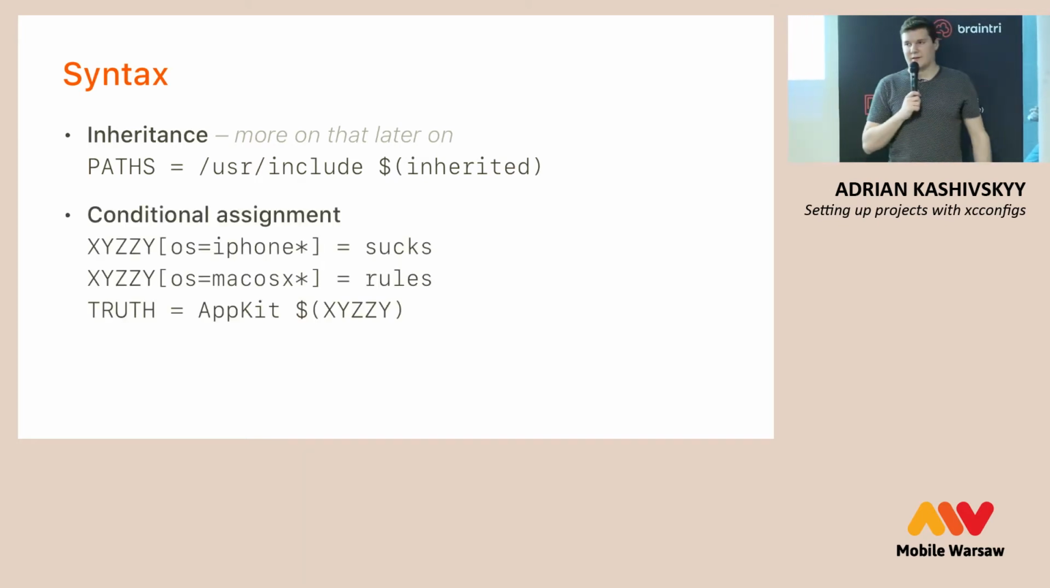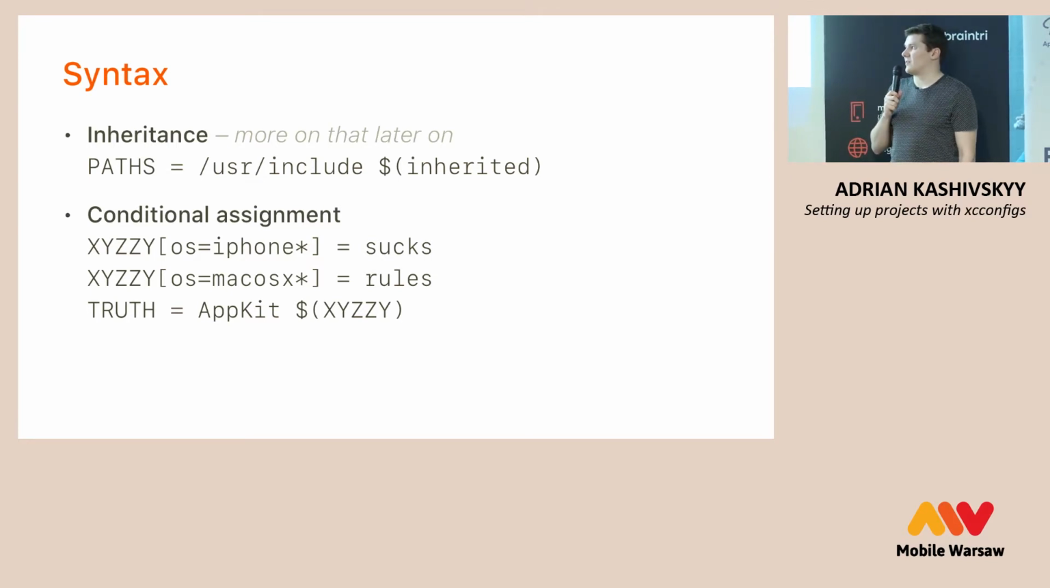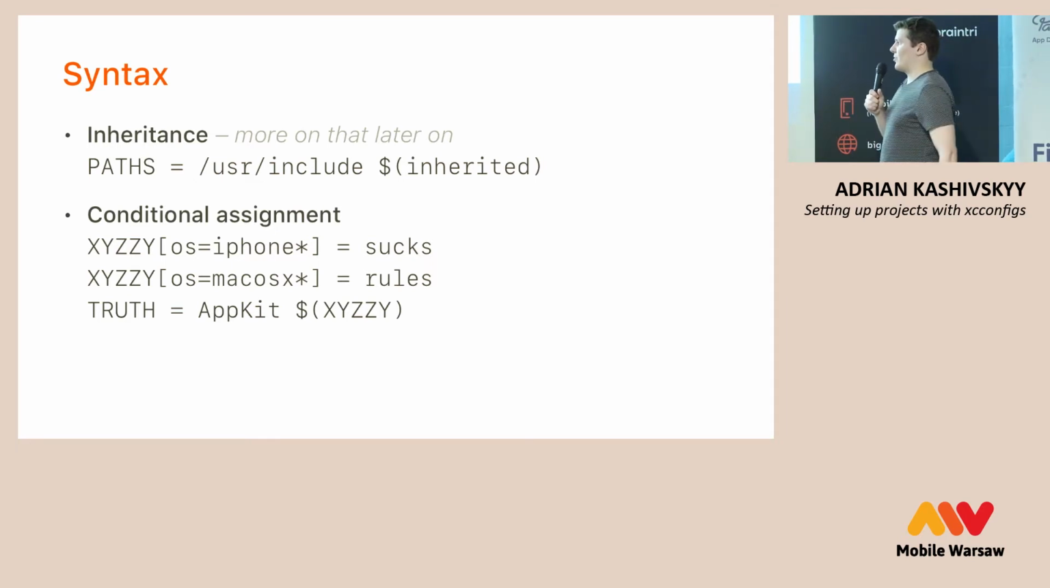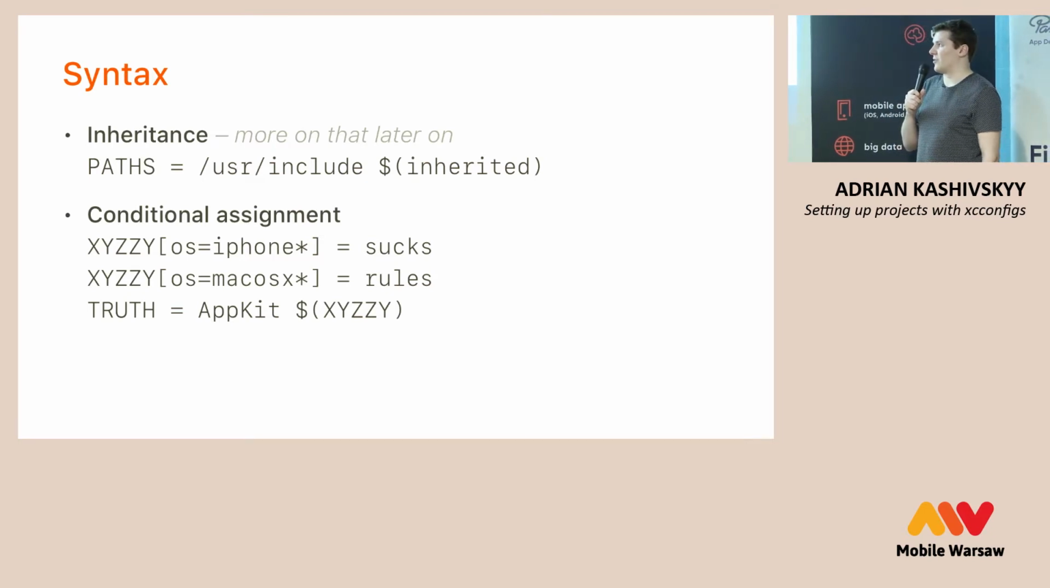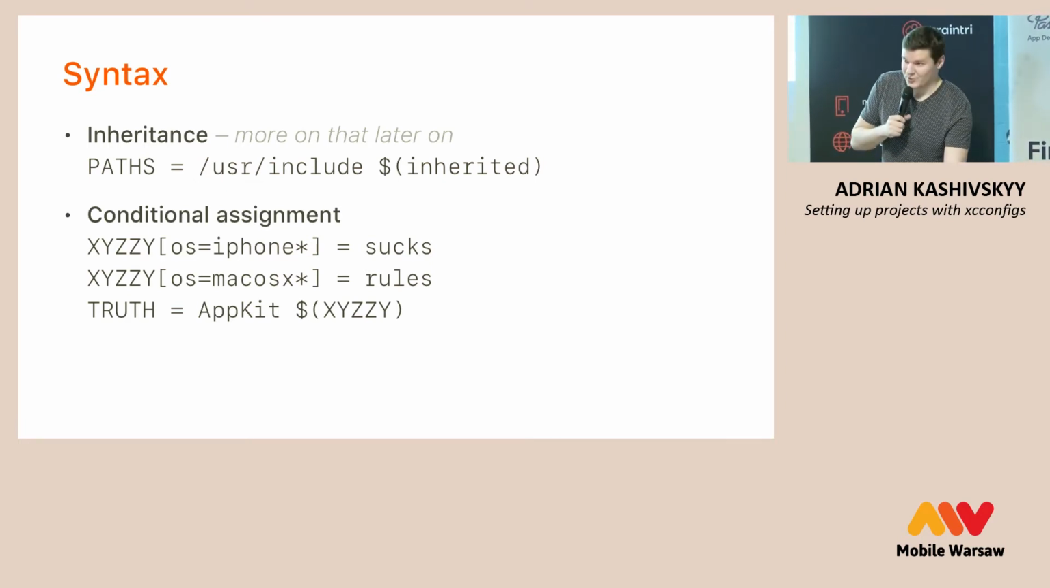And another syntax, not used very much but sometimes needed, is conditional assignment, which allows you to specify different values for one build setting depending on some condition, for example, on the operating system which the app is being compiled for. So if you have a framework and you define a build setting called truth, when you're compiling for Mac, it will say AppKit rules, and if you're compiling for iOS, it will say AppKit sucks. Yeah, both are true at the same time.